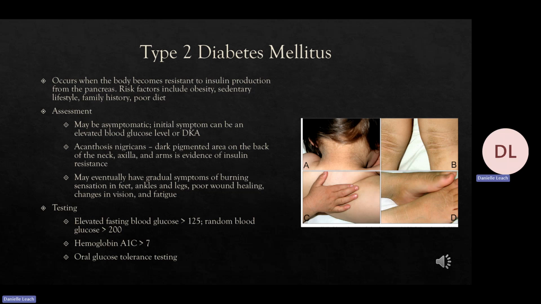The child may eventually have gradual symptoms of burning sensation in the feet, ankles, and legs, poor wound healing, changes in vision, and fatigue. Testing wise, they may have an elevated fasting blood glucose of over 125 and a random blood glucose of over 200, a hemoglobin A1C of greater than 7.0, and we can also do oral glucose tolerance testing.